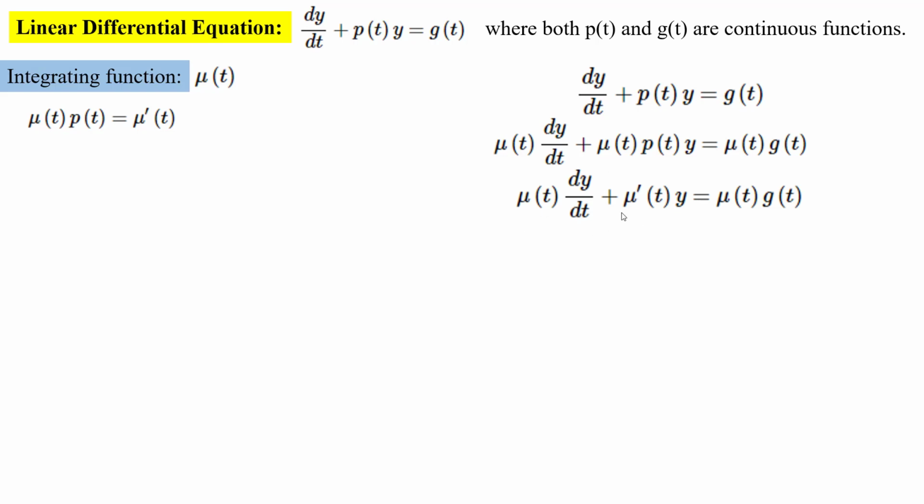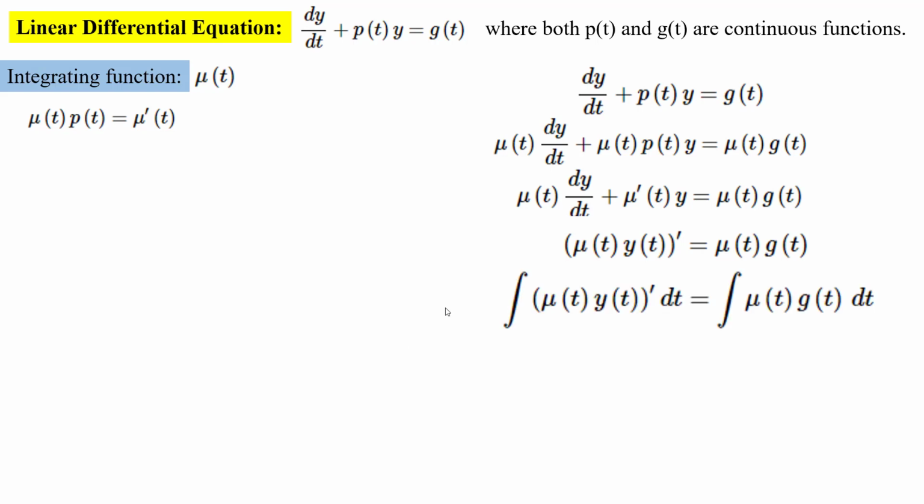And now I do have the product rule on the left side: first times the derivative of second plus second times the derivative of first. So the left side is the derivative of mu of t times y of t, equals mu of t times g of t. Here I can just integrate each side. On the left side, I have mu of t times y of t plus c equals the integral of mu of t times g of t.